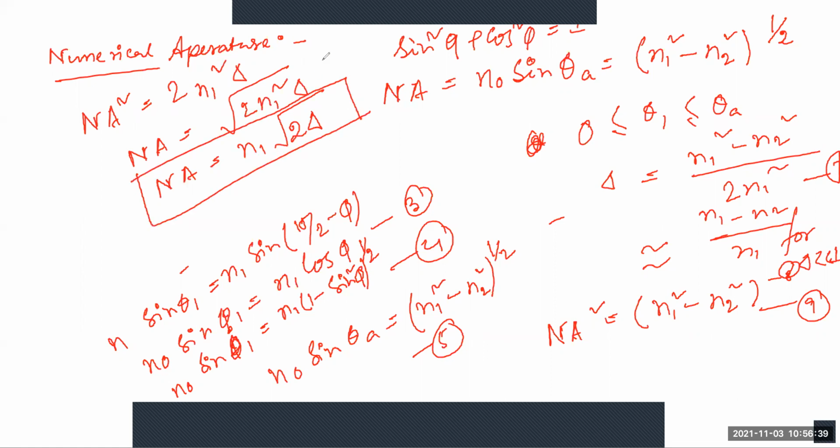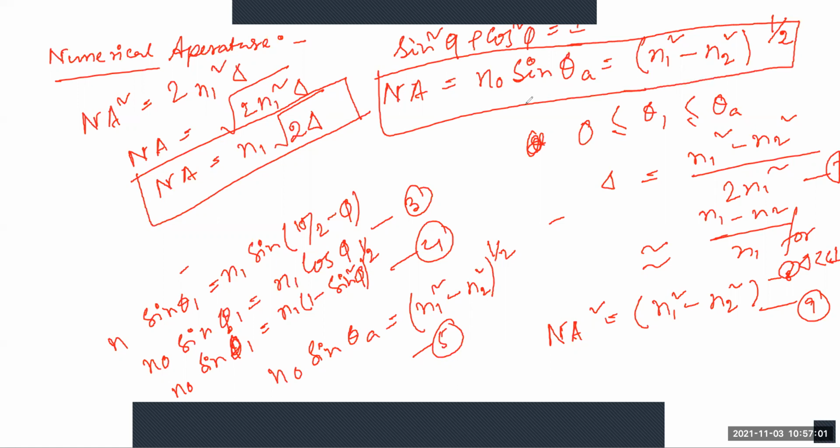Actually, in your exam, suppose they ask you what is the numerical aperture in any question. To calculate the numerical aperture, mainly this formula, that is NA equals n1 under root 2 del, you should remember. I have just explained how the numerical aperture formula comes. I think it is not required for your semester examination. You just remember the formula of numerical aperture to solve your mathematical problem.